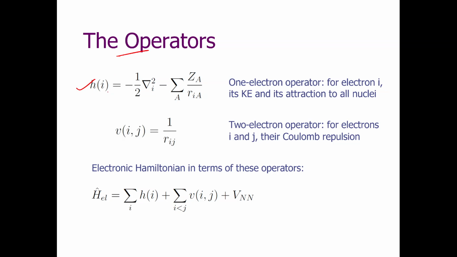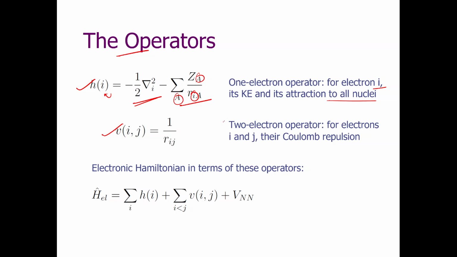Now the operators. This is Hi, the core operator. It contains the kinetic energy of the ith electron and the interaction of the ith electron with all the nuclei, so the sum goes over A. This is the one electron operator for electron i, its kinetic energy and its attraction to all nuclei. And now this is your 1 by Rij term. This is in atomic units, so h-bar and the mass of the electron are all equal to 1. That's why it is 1 by Rij.